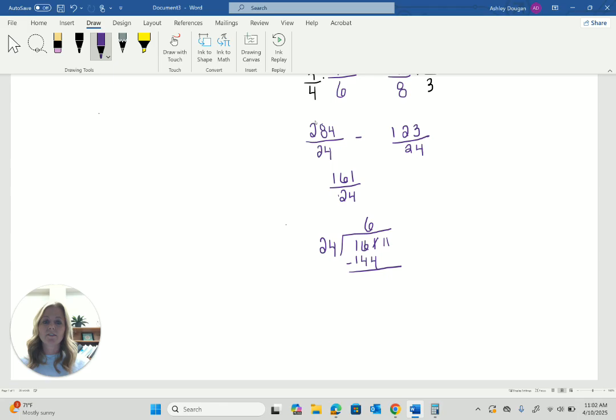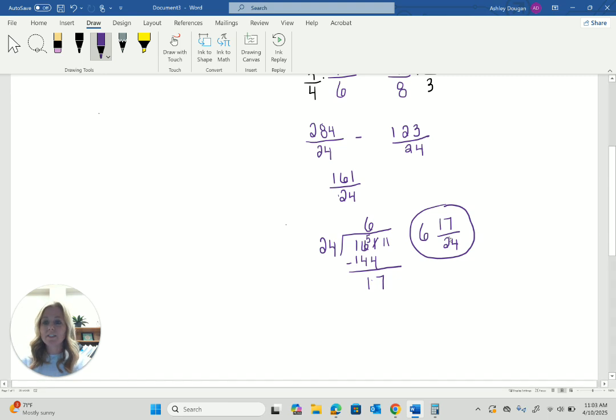Then I want to subtract, and I'm going to get 17. 161 minus 144 is 17. And then I take these values and put them in my mixed number form. So 6 is my whole number, 17 is my numerator, and 24 is my denominator. So 6 and 17 over 24 is my final answer. I do need to make sure that my fraction's in simplest form. If this could be simplified, I would need to do that, but it's already in simplest form for this problem.